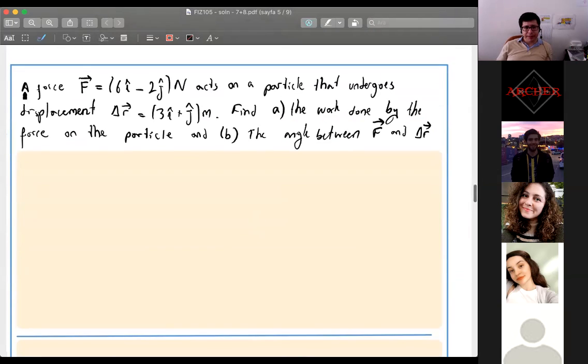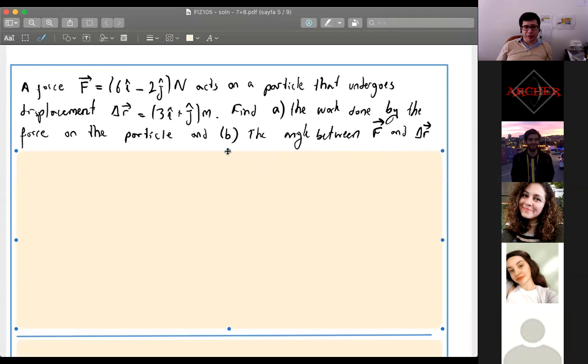Next problem. So we have this force, 6i minus 2j Newton, acting on a particle that undergoes a displacement, okay. So find the work done by the force on the particle and the angle between F and delta R. Cool. First we calculate work and then the angle between F and delta R. To find this angle, we will use this feature of the scalar product, okay? I'll show you. First we calculate the work.